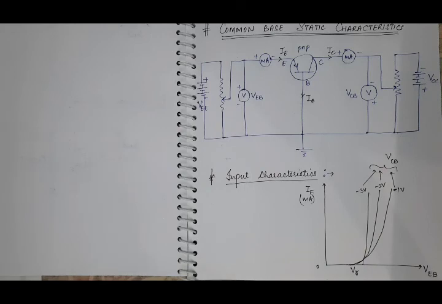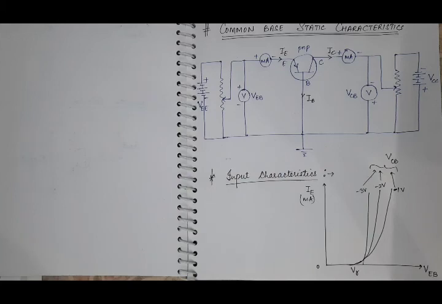So first, in general, what are input characteristics? Input characteristics will tell you about the variation of input current and input voltage, but at constant output voltage. By keeping output voltage fixed, study the variation of input current with input voltage. And now see what will be the input current and input voltage in this case.